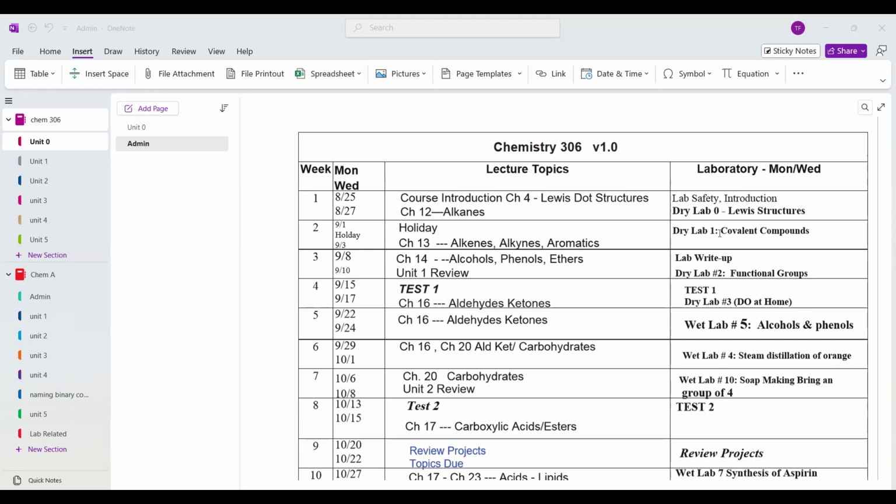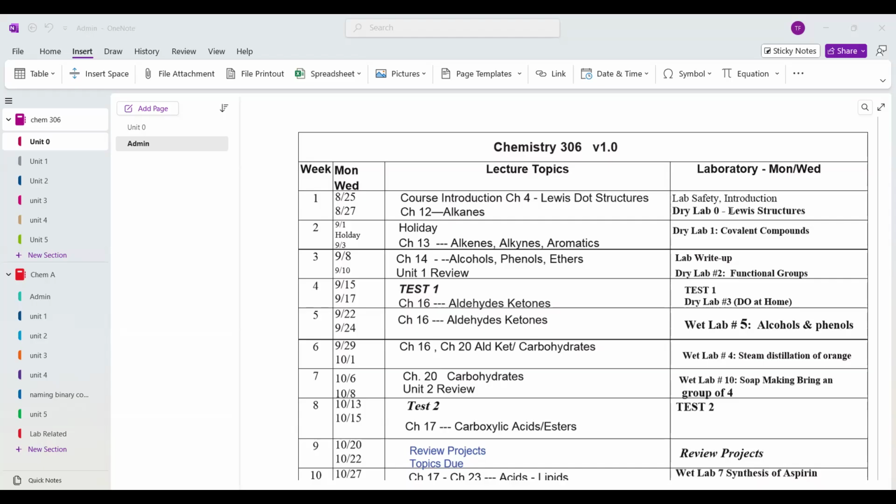By the way, labs one, two, and three are not in your lab packet. They will be available online because I found the dry labs didn't help students very well. So I redesigned them and they're much more specific to lectures. Dry Lab Zero is a review. I'm going to be going over that today.